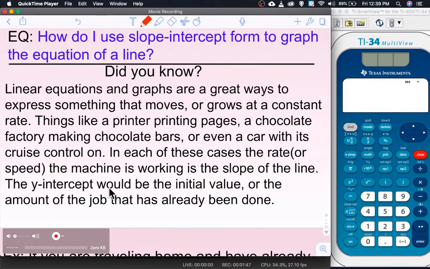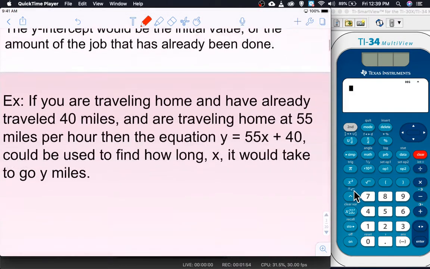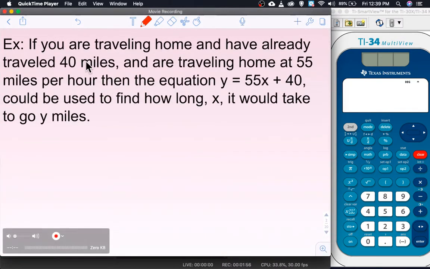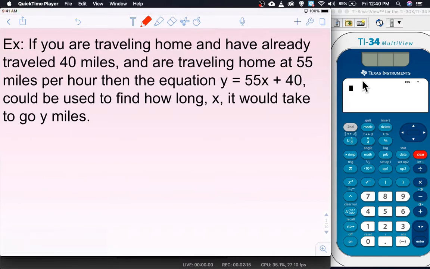Okay. The y-intercept would be the initial value, or the amount of the job that has already been done by the beginning of the problem. So kind of a small little example of that, like if you're traveling home and have already traveled 40 miles, and you're traveling home at 55 miles per hour, then this equation could be used to find out how long it would take you to go y miles. I mean, your speed times how long you're driving, plus the 40 miles you've already traveled. Okay, that's an equation in slope-intercept form, and we're going to learn to graph something similar to that.